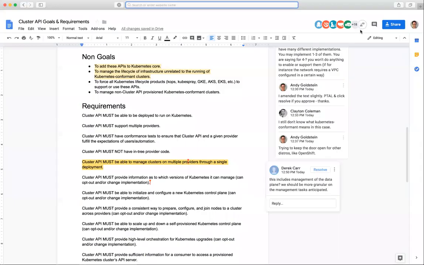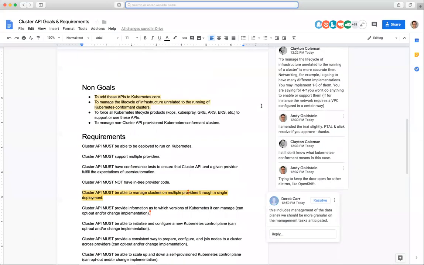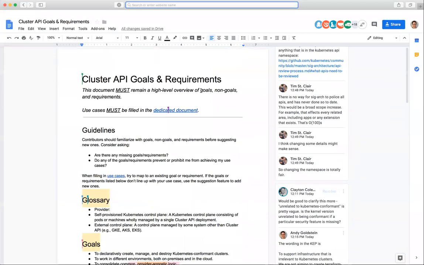Thank you, Tim. Let me get my doc ready for sharing here. All right, can everybody see the Cluster API goals and requirements doc? Awesome. So again, this is meant to be about goals, non-goals, and requirements. We can talk about use cases in a separate document, as Tim was saying.